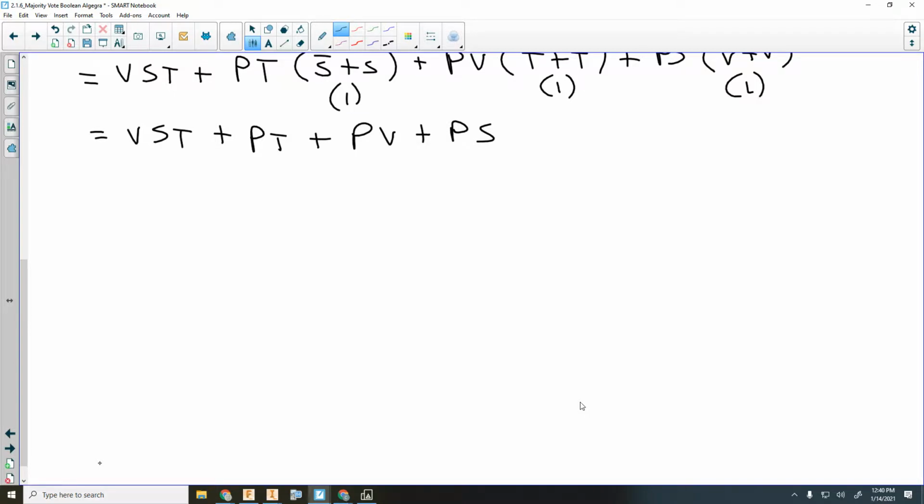Okay, but we actually have no inverters, right? The president votes with any other single person. VST, we could do this. This up here would be totally sum of products, right? But here, I think if we do this, it makes it a little simpler. Because then that would be P and T or V or S. Now that's a combination of sum of products and product of sums, but I think this one ends up being fewer chips.